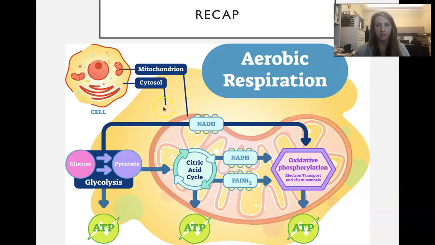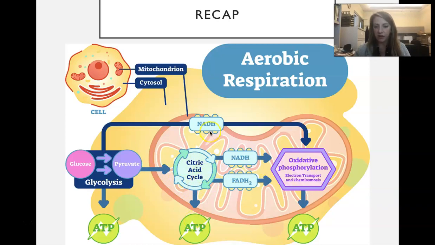Okay, so recap. Again, here we've got glucose coming in, glycolysis. It's getting turned into 2 molecules of pyruvic acid, also called pyruvate. That gives you a little bit of ATP. Taking that pyruvic acid and putting it into the Krebs cycle in the mitochondria gives you a little bit of ATP.